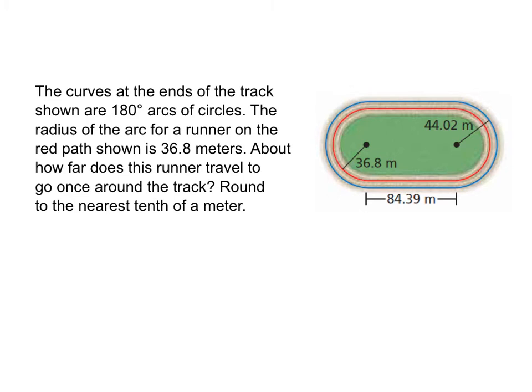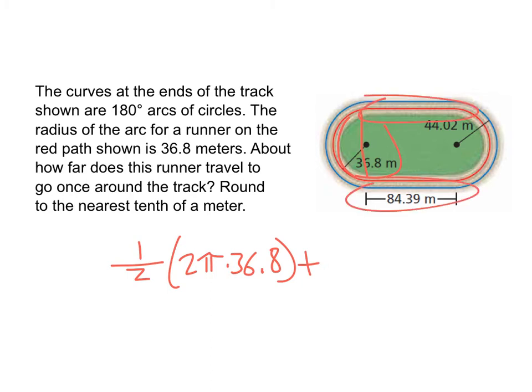So, well, what do we have? We have half a circle here, right? So we have a half of a circle. Well, what would the circumference of this whole circle be here? Well, that would be 2 pi r. So 2 times pi times 36.8. Plus, we have 2 of these lengths here, right? 2 horizontals. So let's do 2 times 84.39. Plus, we have another half of a circle here. So this guy over here is going to be half of a circle. Hard to see that. All right, so half of a circle over on the right.